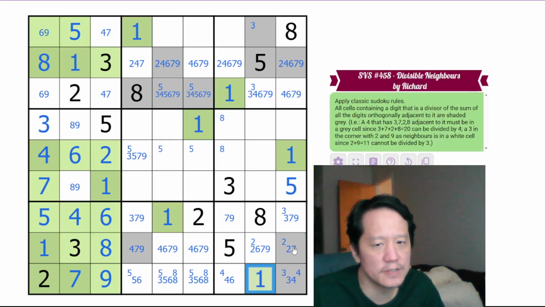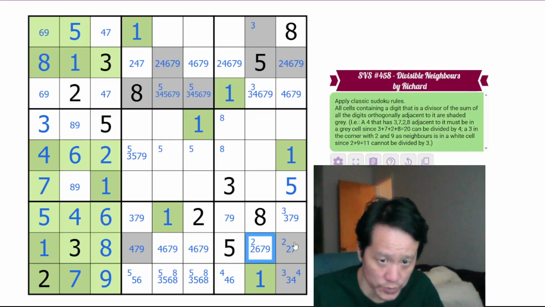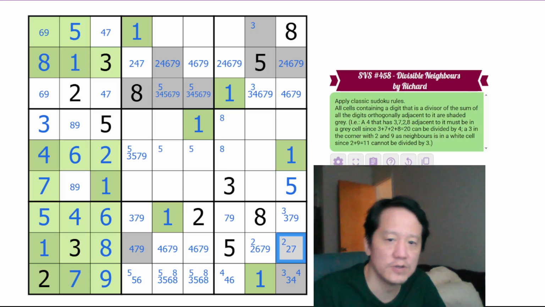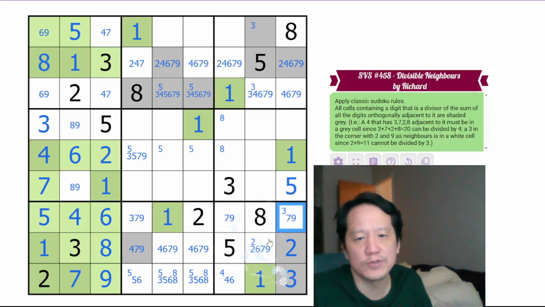Hold up. If this is 2, this is 7. And that's 4. But this must be 4, 3. 4, 3, and 2 add up to 9, which 7 is not divisible by. So this cannot be 7. This must be 2. So we have 2 here. This must be 3 then. This cannot be 3 in the rest of the box.